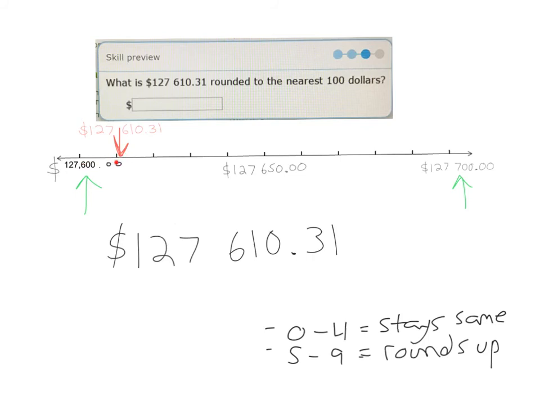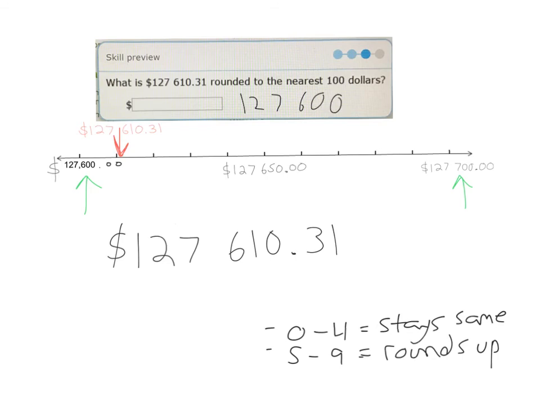So this is 127,610, 620, 30, 40. Here you can see I've added this one in. $127,650, $60, $70, $80, $90, and then up to the 700. Again, very clear with the number line. What is it closer to? It's clearly closer to $127,600, so I'll write that in. Rounds to, it's about $127,600.